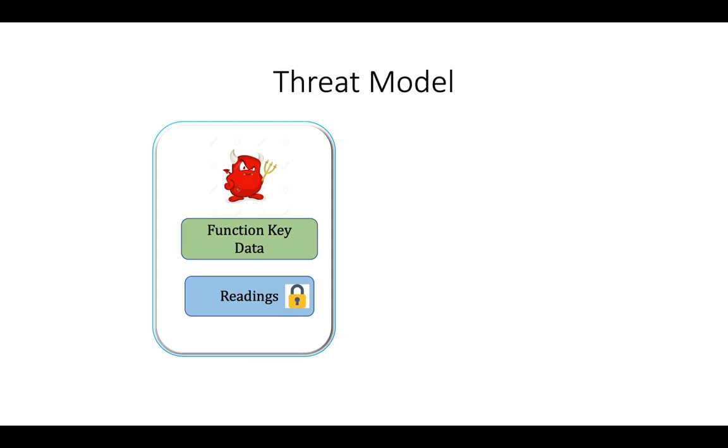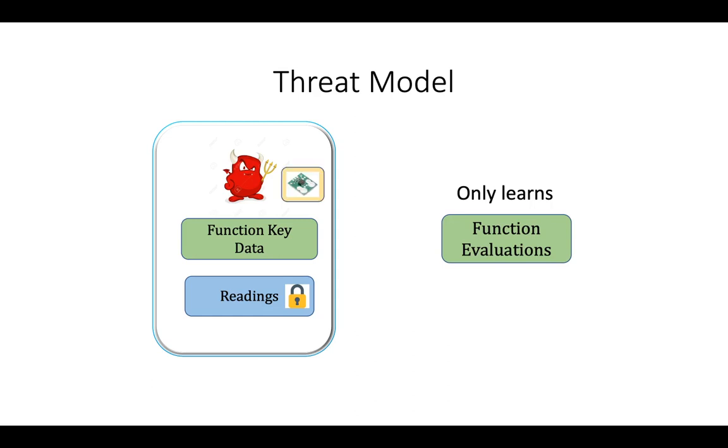Okay, so the threat model for our system is the following. An adversary that possesses all the function key data and all encrypted sensor readings should not be able to learn anything about the private data apart from what can be learned from the allowed function evaluations. And moreover, even if the adversary at some point compromises the sensors and learns the secret key stored on them, then the adversary should only learn the future sensor readings. That is, all the previously published encrypted readings should remain secure.